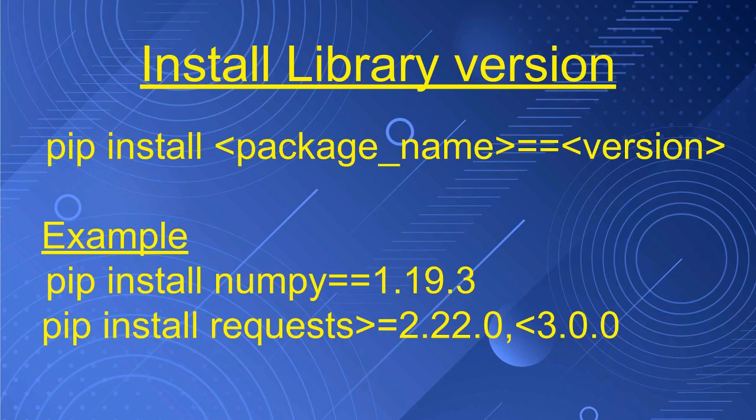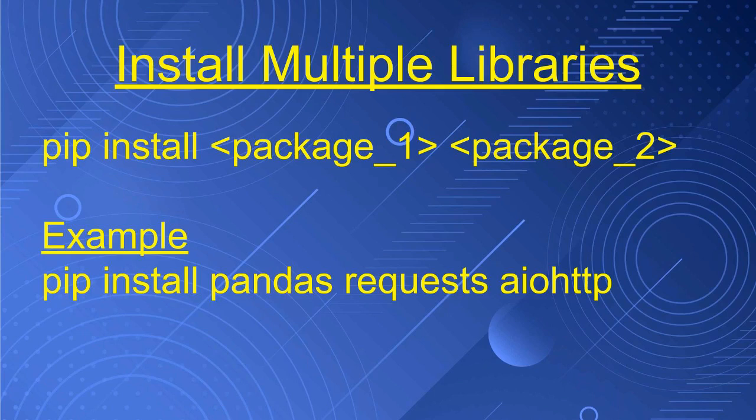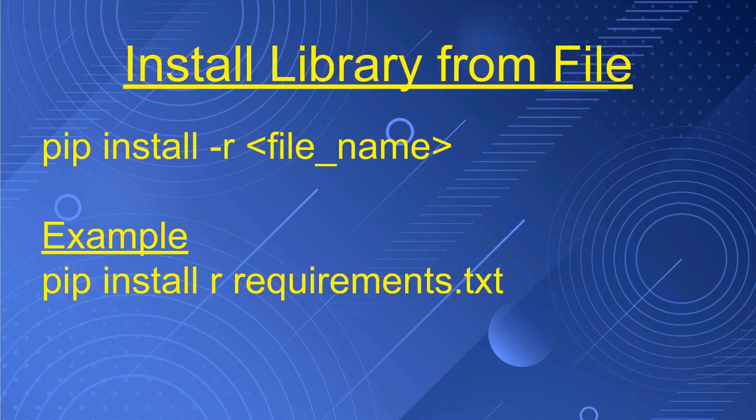You can also use greater than, less than, greater than or equal to, less than or equal to, or a combination of these to specify a version range. To install multiple libraries at once, list them separated by spaces when using the installation command. To install libraries from a file that contains a list of dependencies, use this command.